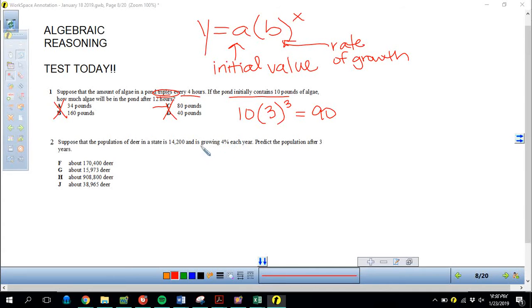Alright, suppose the population of a deer in a state is 14,200 and it's growing 4% each year. So remember, if it's growing, you need to add your percent to 1. So we got our initial value, 14,200 little deer. And we got 1 plus, and we need to change this 4% to a decimal, so we move it over twice to the left. So we have 1 plus 0.04. And we want to know after 3 years, so raise it to the third power. And then you can just plug this in on your calculator.